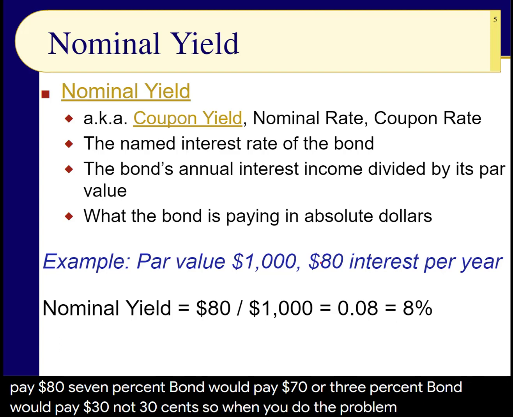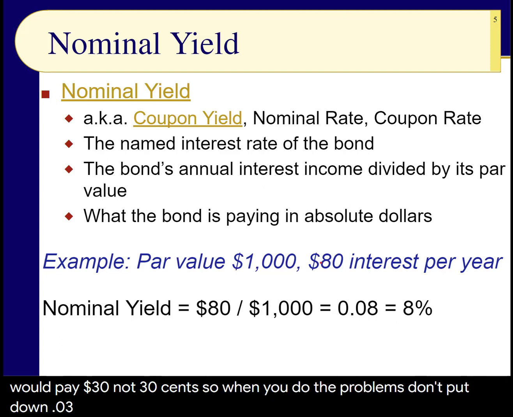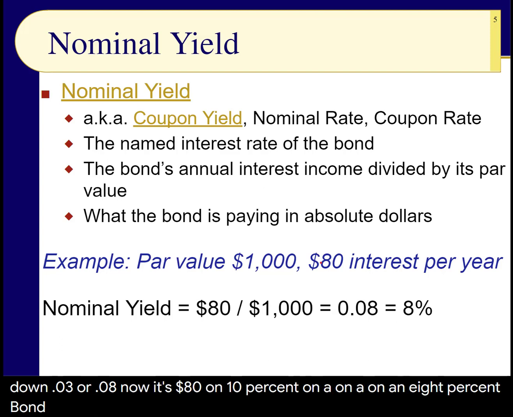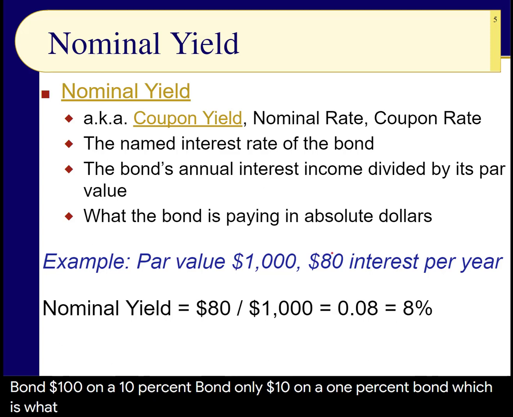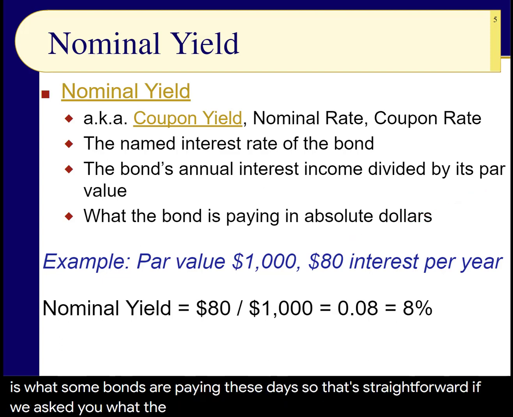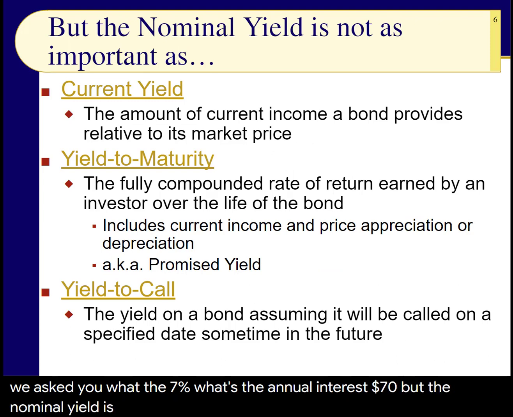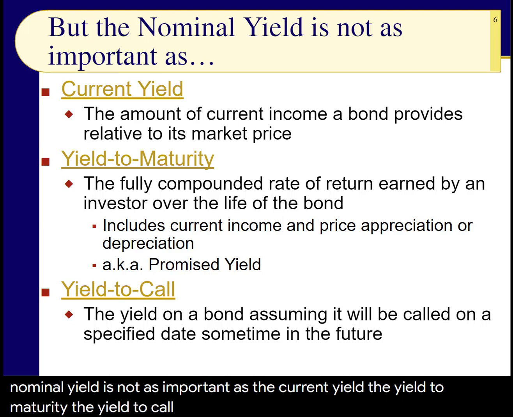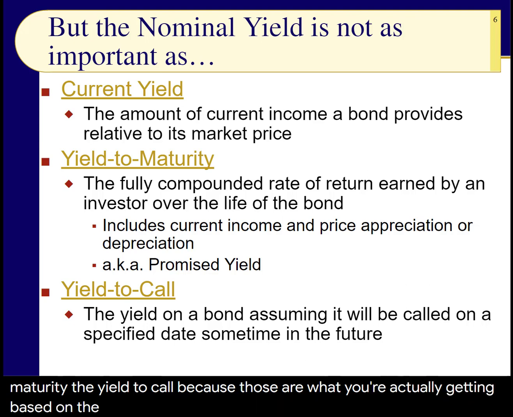So when you do the problems, don't put down 0.03 or 0.08. No, it's $80 on an 8% bond, $100 on a 10% bond, only $10 on a 1% bond, which is what some bonds are paying these days. So that's straightforward. If we ask you what the nominal yield on a 7% bond is, you say, oh, 7%. What's the annual interest? $70. But the nominal yield is not as important as the current yield, the yield to maturity, the yield to call, because those are what you're actually getting based on the price of the bond.